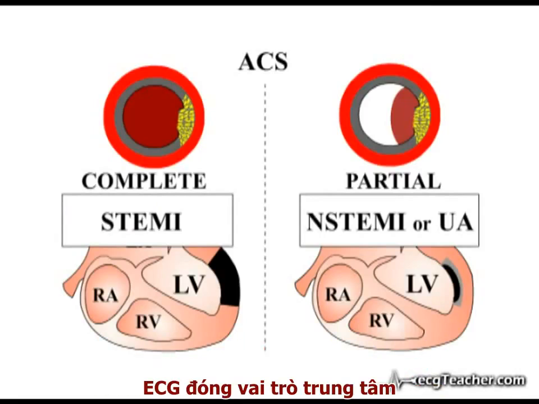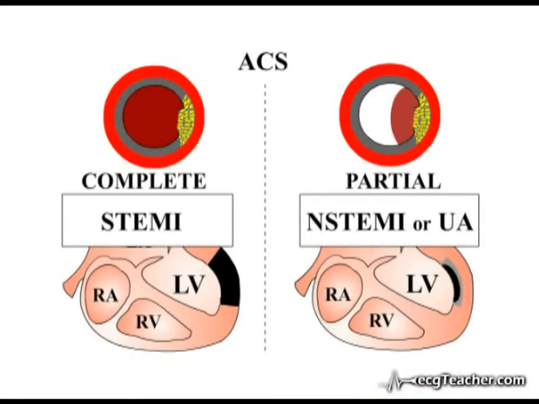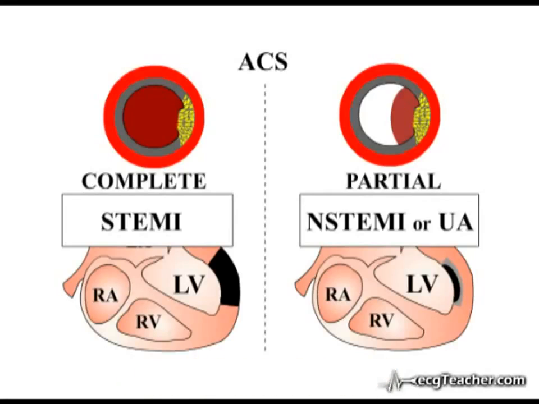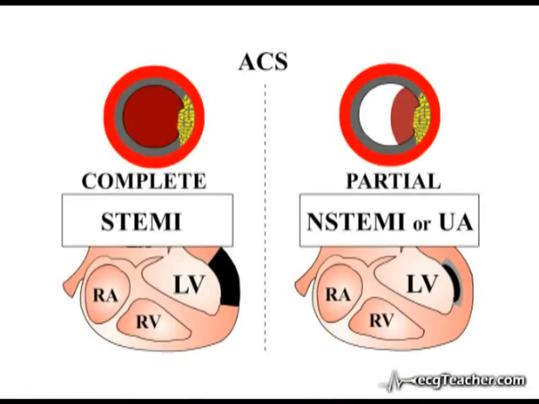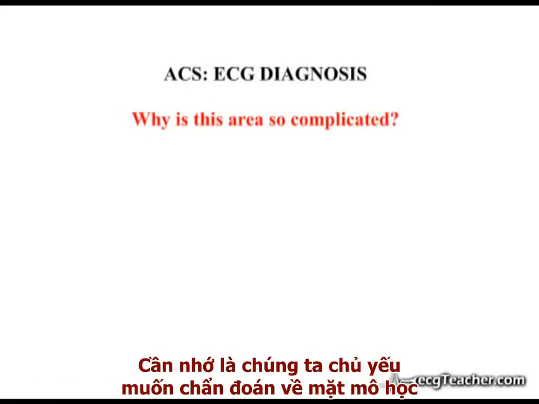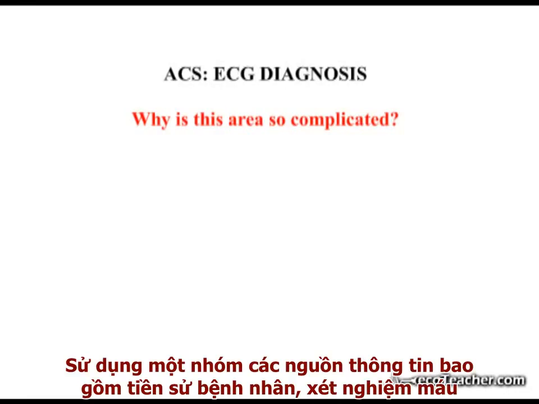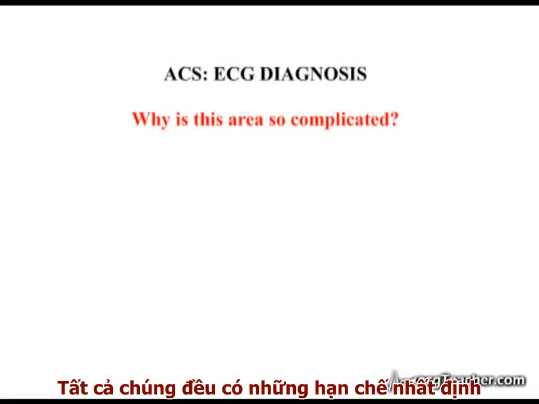The ECG plays a central role in, first of all, identifying patients with an acute coronary syndrome and in subsequently allocating them to a particular category of ACS. The latter, in turn, is the main factor in determining their treatment. The diagnosis and classification of ACS is a challenging area. Remember, we are essentially trying to make a histological diagnosis, myocardial ischemia or necrosis, using a combination of patient history, blood markers, and surface electrical recordings, the ECG, all of which have major limitations.